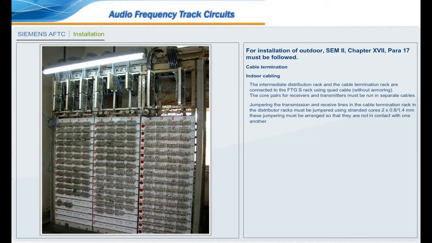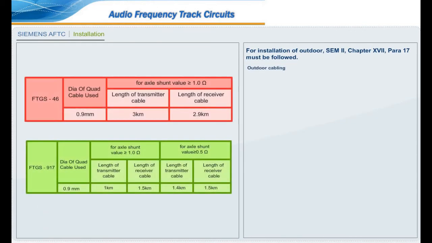These jumperings must be arranged so that they are not in contact with one another. A distance of 1 cm or 2 cm is required to avoid short circuit of transmission and receiving lines. Earthing. If an earth-free installation of the rack is installed, then an earth leakage detector is required.